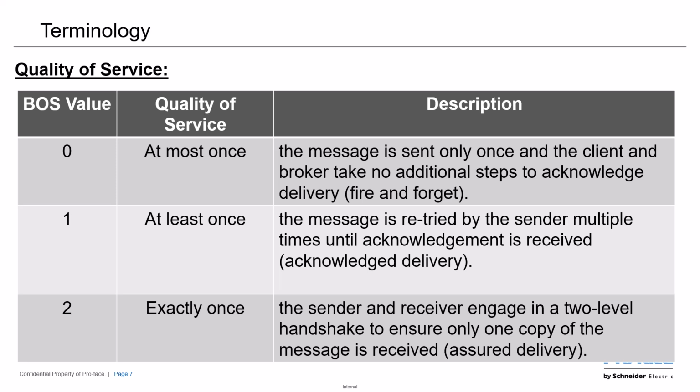Now, other terminology: quality of service. This has to do with the negotiations that go on between the client and the broker in the publishing and the subscribing. Basically, there are three different qualities of service. The quality of service 0, which I believe is the default, so in other words, if you don't specify it, it will be a 0.